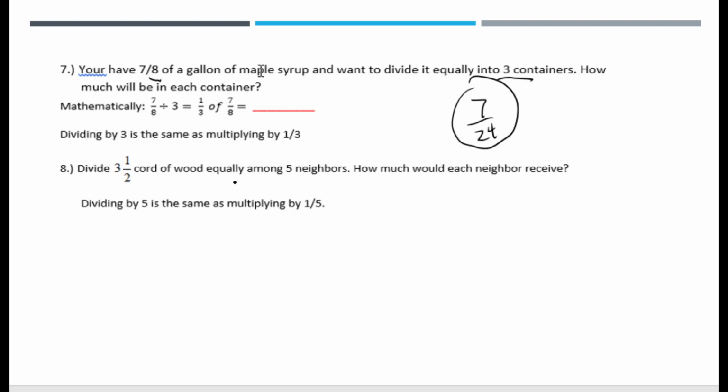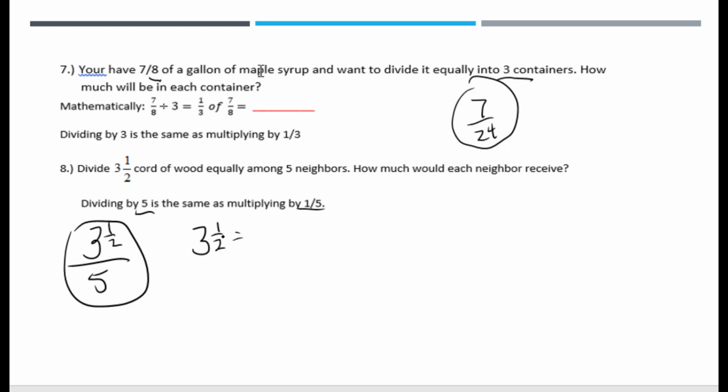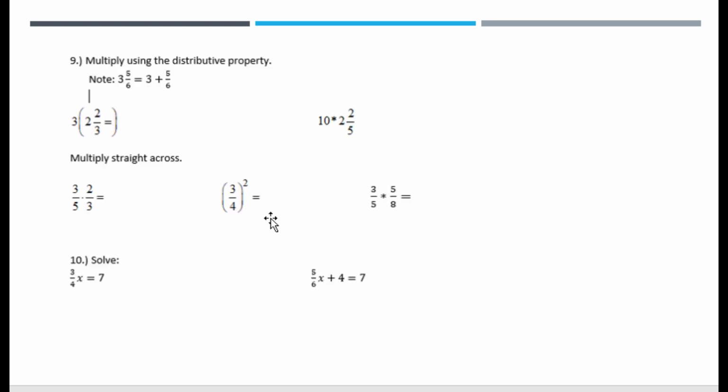Divide 3.5 cords of wood equally among 5 neighbors. Well, 3.5 divided by 5 is complicated, right? Dividing by 5 is the same as multiplying by 1/5, but you want to change this first into a fraction, which would be 3 times 2 is 6 plus 1 is 7/2. So you really want 1/5 of 7/2. These you should be able to do without much difficulty.